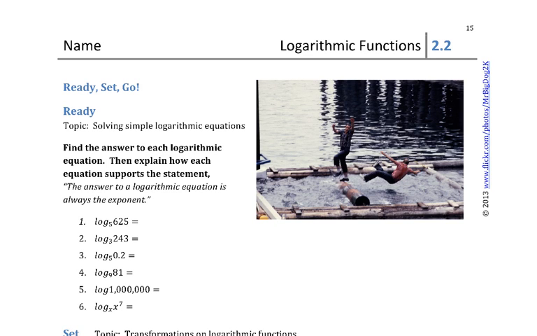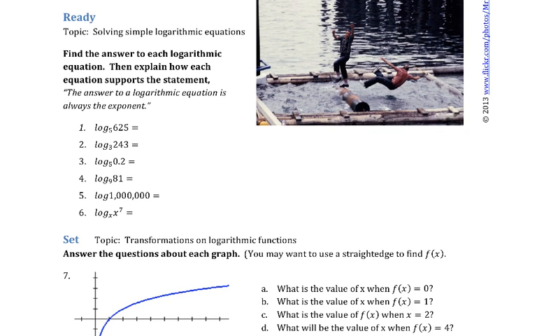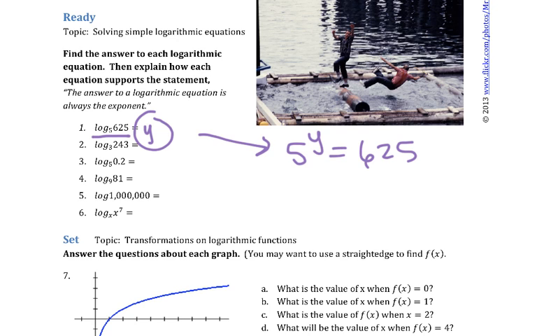Alright, logarithmic functions 2.2. The first says, find the answer to each logarithmic equation and explain how each equation supports a statement. The answer to a logarithmic equation is always the exponent. Well, we could type that into a calculator, or we could change it to its inverse, the exponent, which if we call that y would be 5 to the y equals 625. We're trying to get what y is. y ends up being the exponent. That should kind of key you into that.